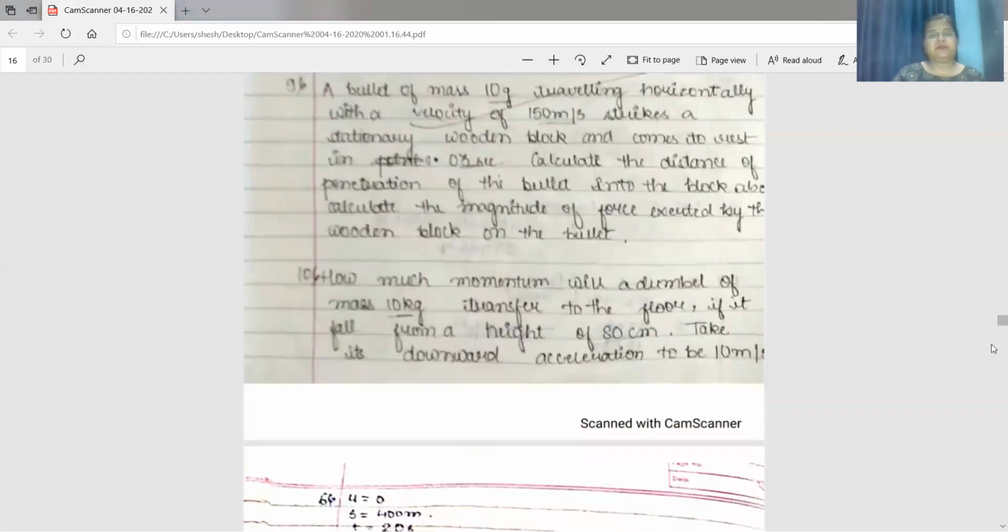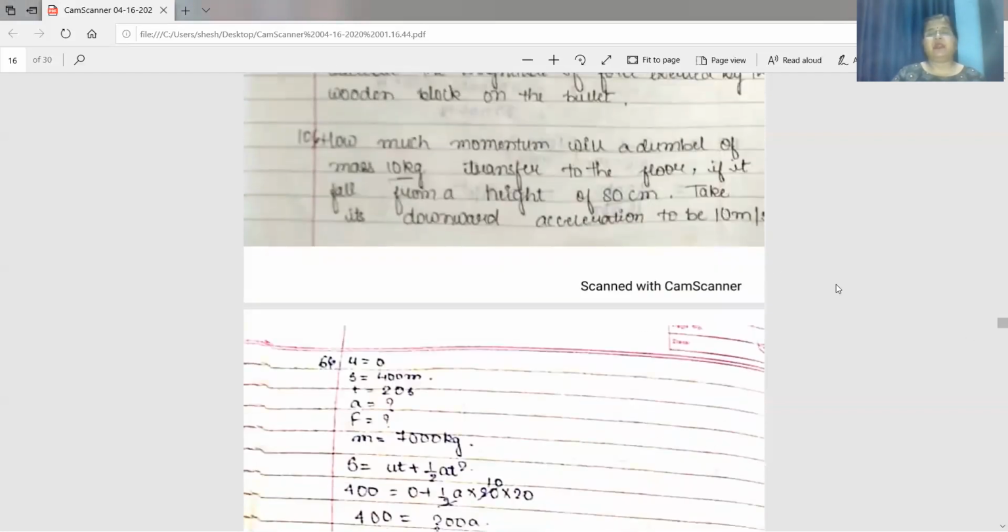Number 3 is, how much momentum will a dumbbell of mass 10 kg transfer to the floor if it falls from a height of 80 centimeter? Height is given in centimeter, so you have to convert it into meter.